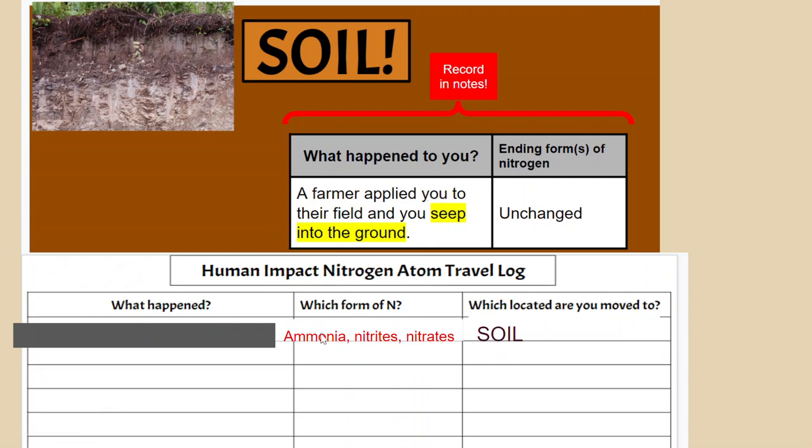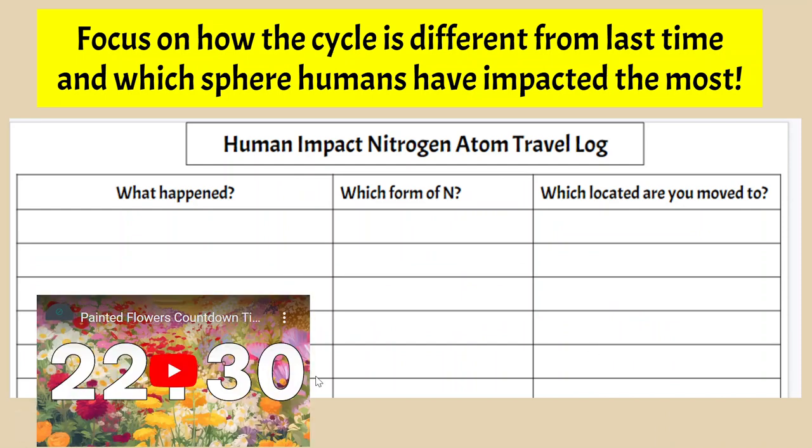Okay, you were the form ammonia, nitrites, and nitrates. And what happened to you? Well, a farmer applied fertilizer to their field, and then you as a nitrogen atom seeped into the ground. Okay, you seeped into the ground and you're in the soil. The thing is, you're still the same form of nitrogen. See how it says unchanged? You're still the same form. You're either ammonia or nitrites or nitrates. All right, so what do you do? You roll again. Okay, we're going to roll again, and then you're going to fill out your whole travel log.